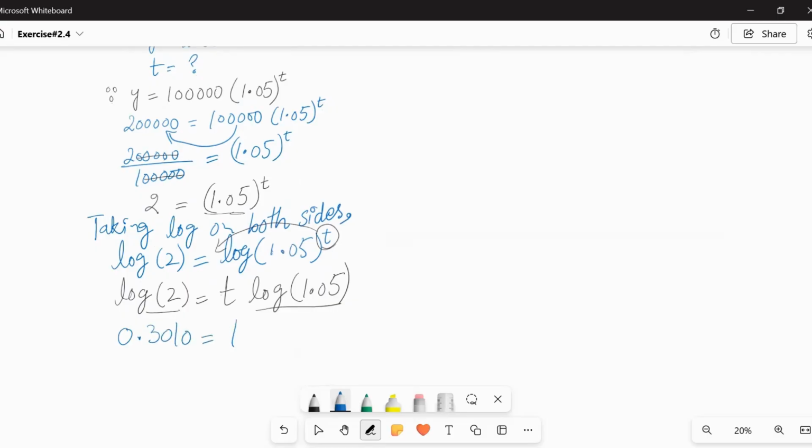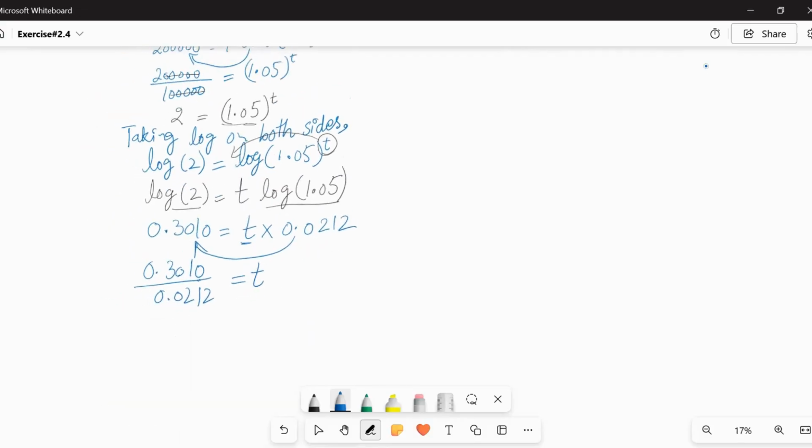So if you take the log of 2 you'll get 0.3010 equals t, and t multiplied by log 1.05, if you take it, you'll get 0.0212. Okay, now you want to find the t over here, so you'll shift this value onto the left hand side and it will divide 0.3010. So just shift it and simplify it in your calculator, divide it, and you will get the value of t, which will be t equals 14 years.